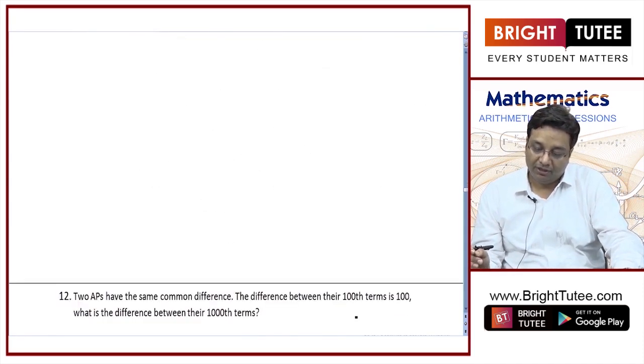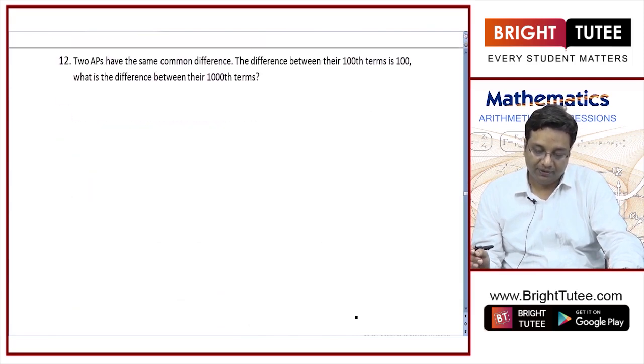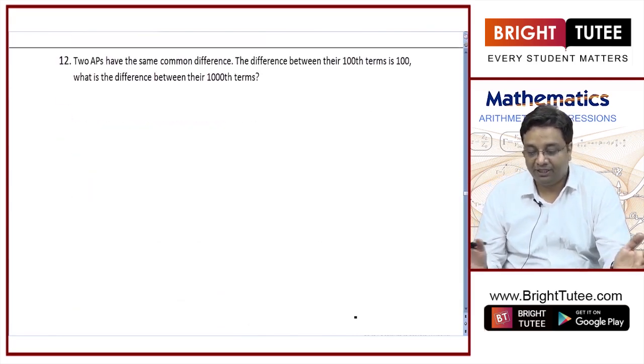Let's see what the next question says. Two APs have same common difference. If difference between their 100 terms is 100, what is the difference between their 1000 terms?